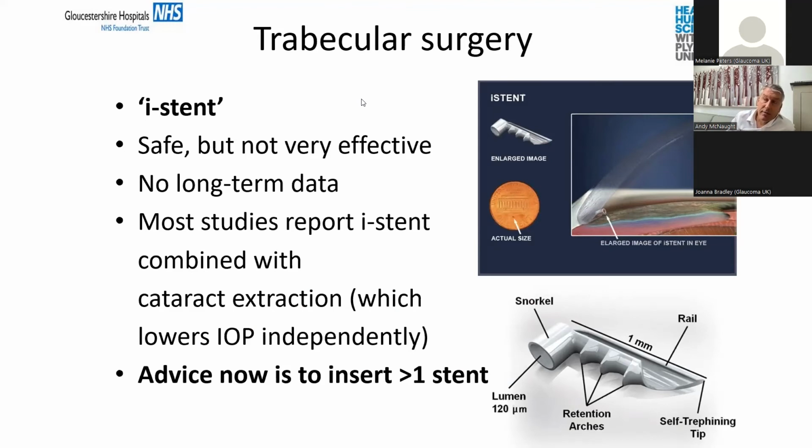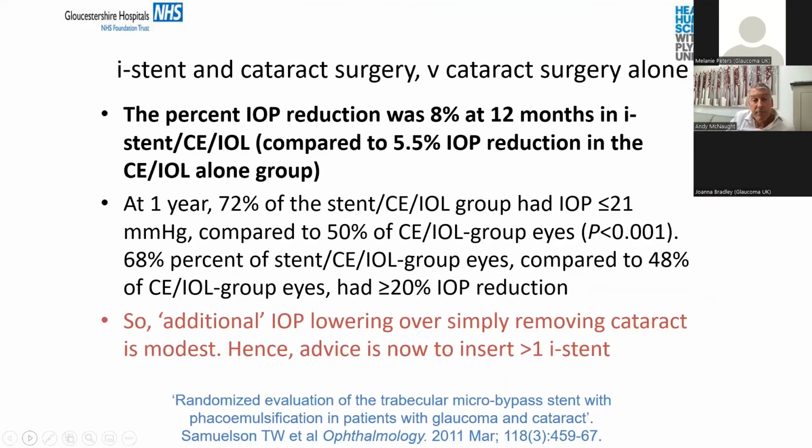In fact, the early studies used one of these. Now the advice is to use two, because the pressure lowering from one was so slight. It's somewhat better if you use two of these instead. Next slide, thanks. And there's a citation of research showing that, for example, at 1 year, 72% of the eye stent plus cataract operations had pressure less than 21, compared with just 50% of the cataract alone. So that was a significant difference.